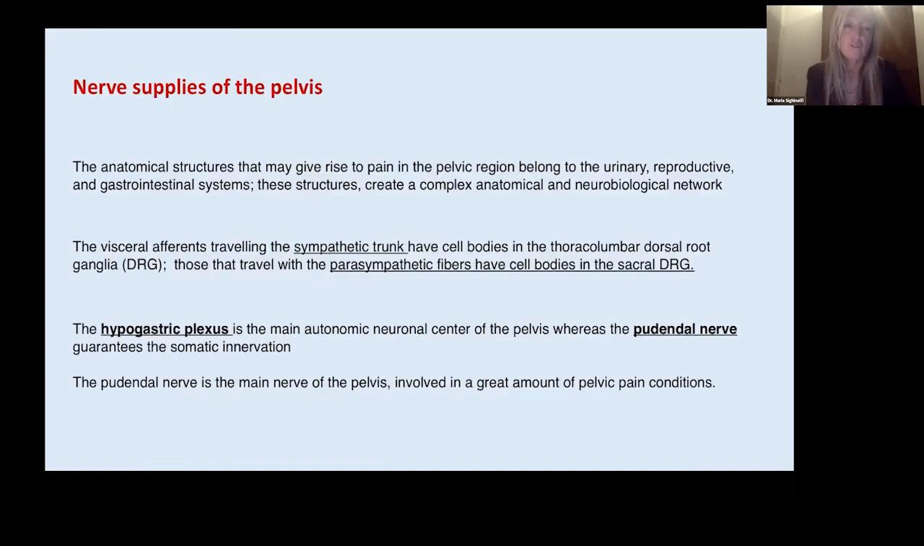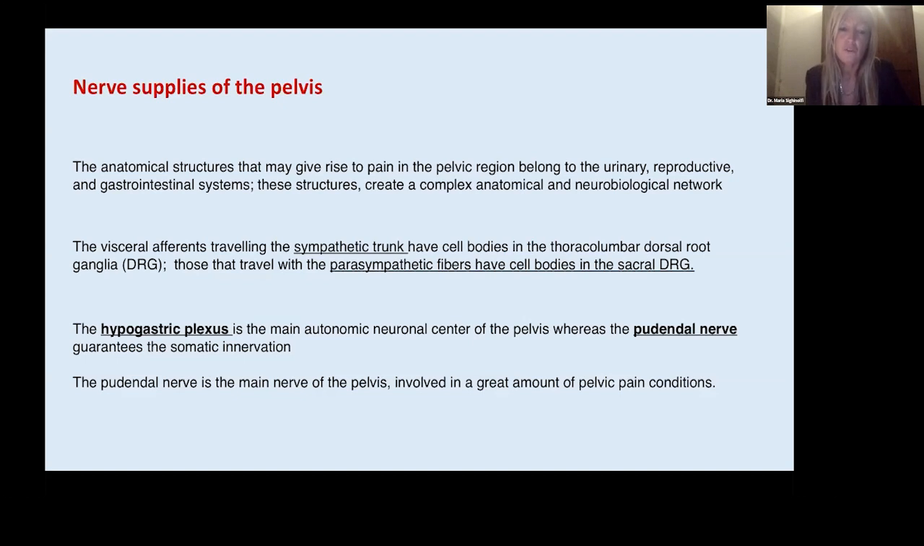But let's go back to the innervation of the pelvis. The anatomical structures that may give rise to pain in the pelvic region belong to the urinary, reproductive, and gastrointestinal systems. These structures create a complex anatomical and neurobiological network. So we have visceral afferents that travel with the sympathetic trunk and have cell bodies in the thoracolumbar dorsal root ganglia, and other afferents that travel with the parasympathetic fibers and have cell bodies in the sacral root ganglia.